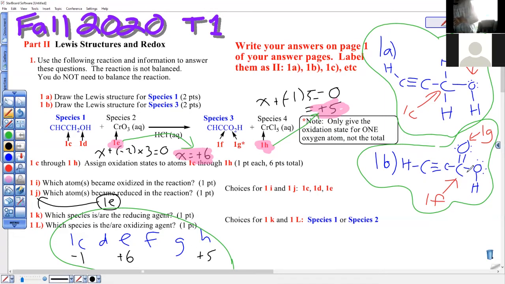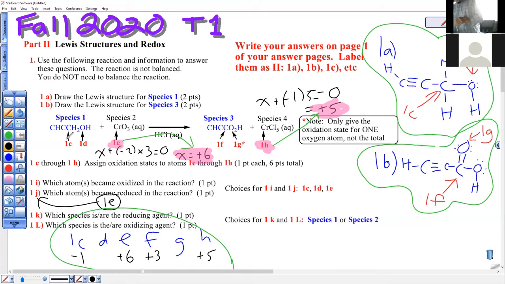Let's go to the same atom, which is atom F. Here, you get a 0 for a bond to the same electronegativity. For each of the bonds to the more electronegative O, carbon gets a +1 oxidation state. +1, +1, +1. F is +3.